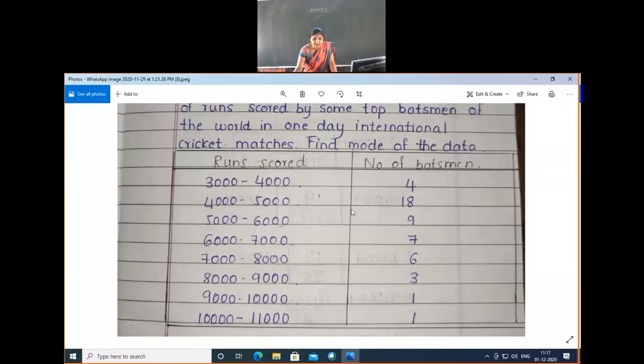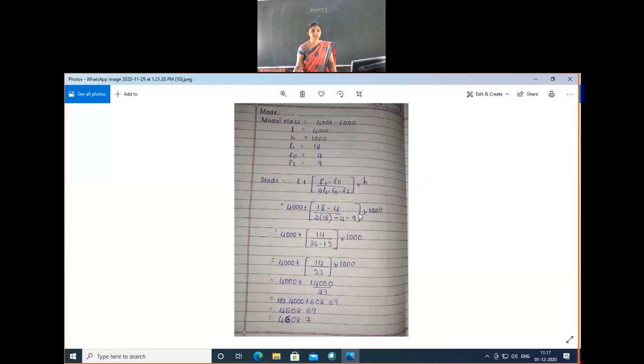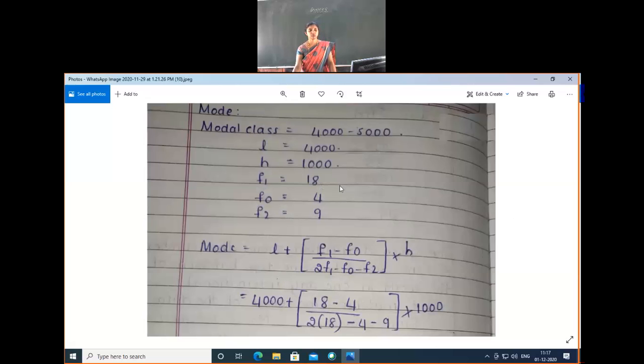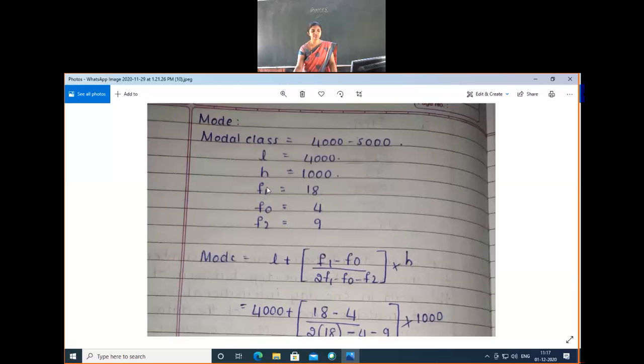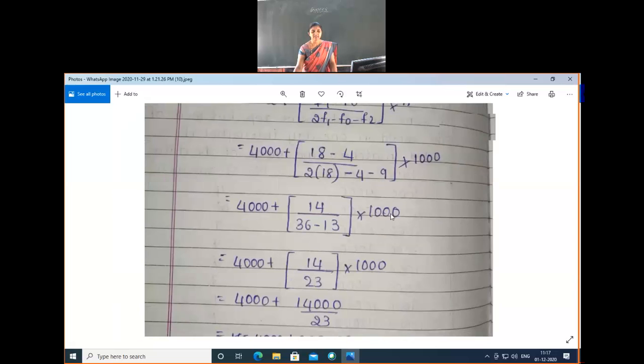4000 to 5000 is the modal class, in the sense this is F1. This is F0. F0 is 4. F2 is 9. H is 1000. L is 4000. Now substitute the data in the formula.